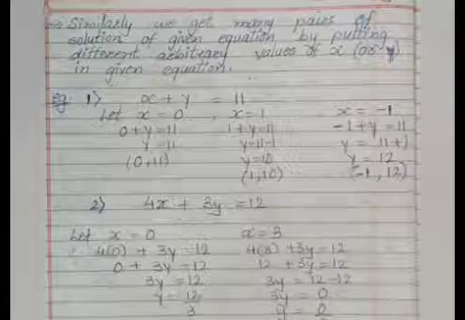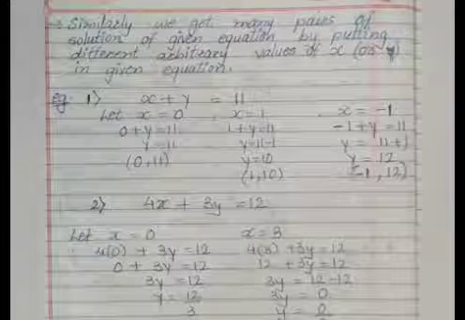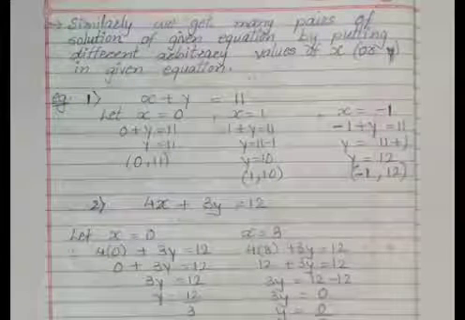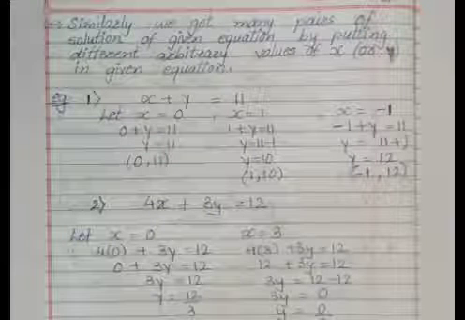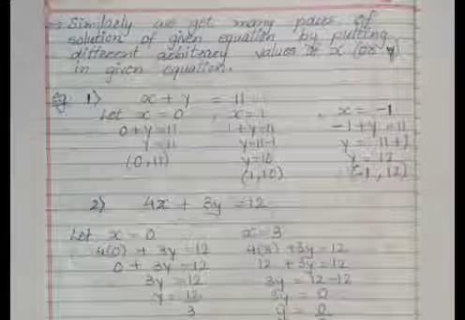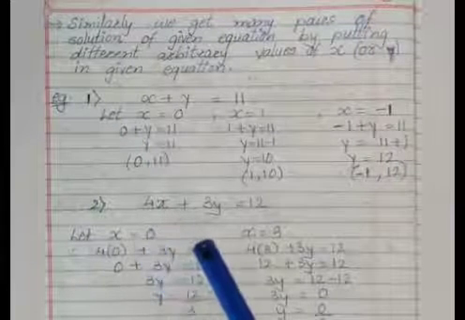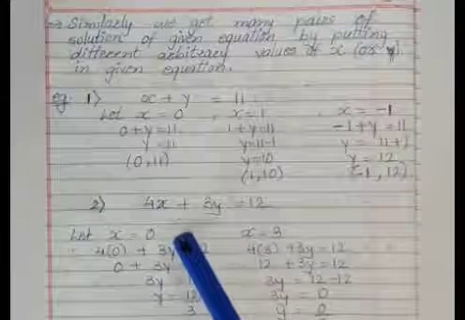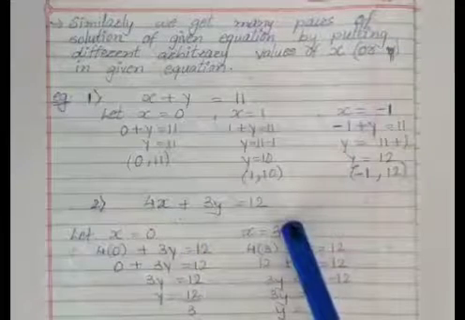But it is not necessary that every time in the solutions you will get integers only. You may get any rational number. For that, let's see example number 2. The given linear equation is 4x plus 3y equal to 12.